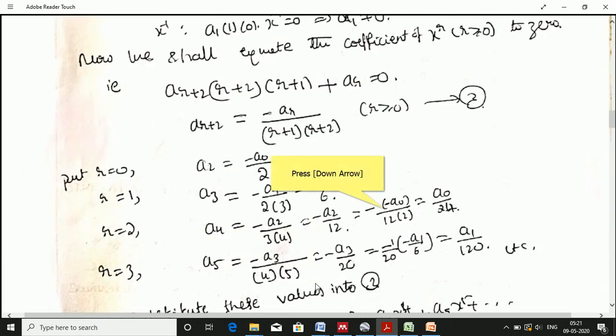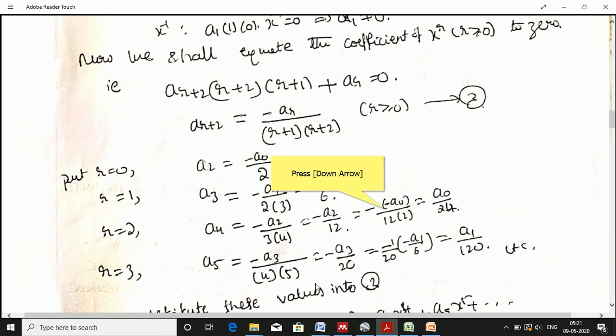Now, for r equal to 2, 2 plus 2 is 4. a4 is equal to minus a2 divided by (2 plus 1), which is 3, into (2 plus 2), which is 4. 3 into 4 is 12. So a4 is minus a2 divided by 12. But a2 is minus a0 by 2, so minus of minus a0 by 2, minus into minus gives plus, a0 divided by 24. That is the a4 value in terms of a0.